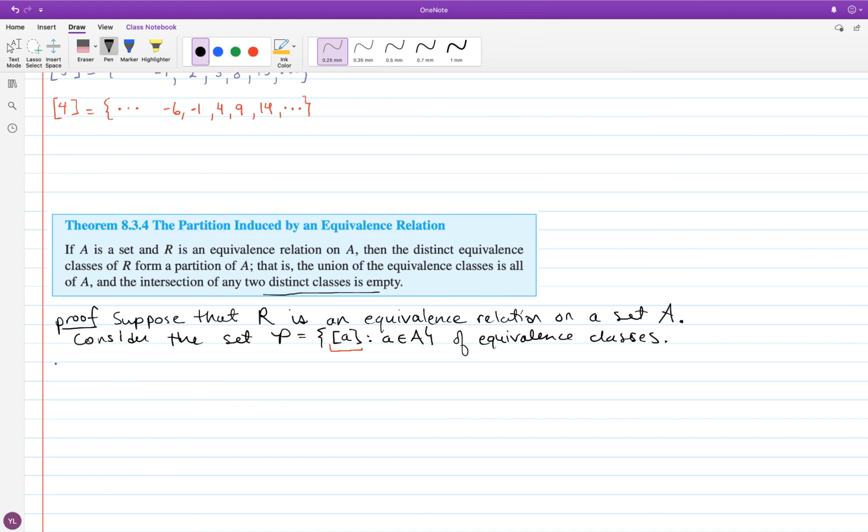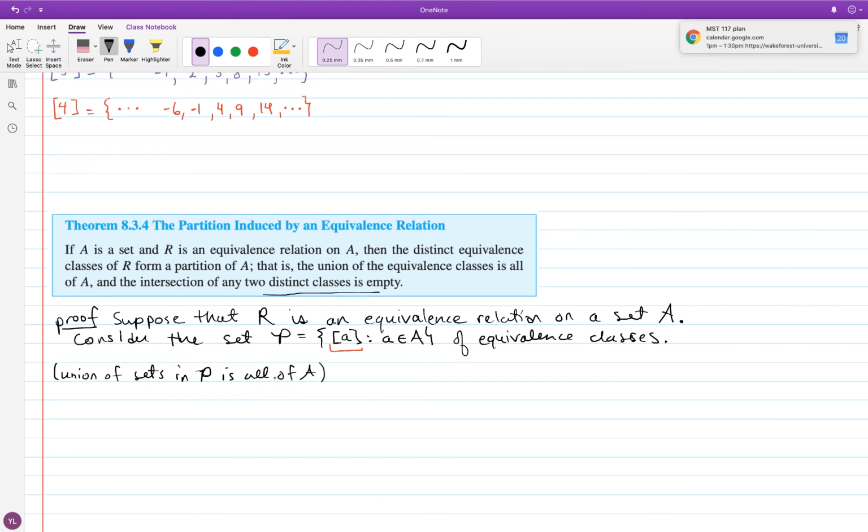So there's two things to show. First, that the union of sets in P is all of A. And then secondly, that given any two equivalence classes, their intersection is empty. I'll go ahead and just prove this first part, and you can either read about the second part or work it out for yourself.